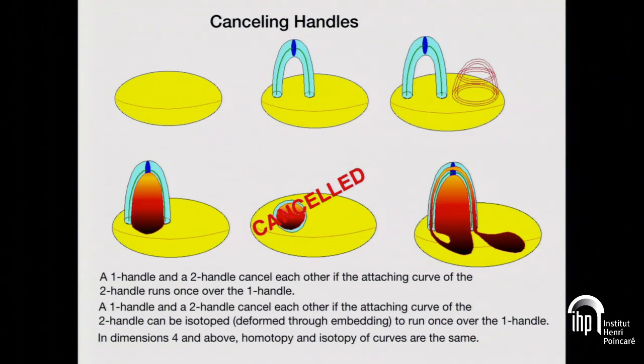Now, sometimes it may not be apparent that the two handle runs over the one handle once. So here I've sort of deformed the attaching circle by pulling it over the one handle again. That doesn't change the five manifold we get. So the point is that it doesn't really matter how the things look. What matters is if you can isotope, if you can deform the handles so that one of the two handles runs once over the one handle, then that one handle will be canceled with that two handle.